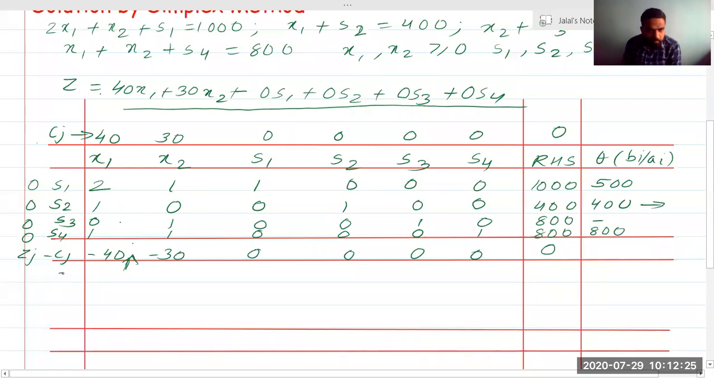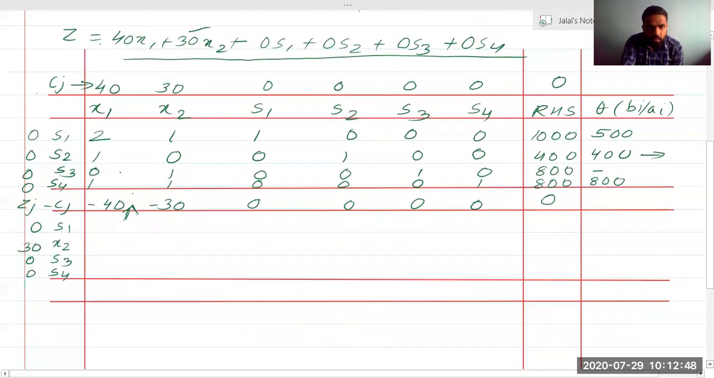So we will write S1. Then we will write X1, sorry, X2. Okay, then S3 will be as it is. Then S4 will be as it is. What is the value of S1 in Z? 0. X2 is how much? We can see X2. X2 is how much? 30. So what we will write here is 30. Then we will write again 0. Then we will write again 0. Okay.